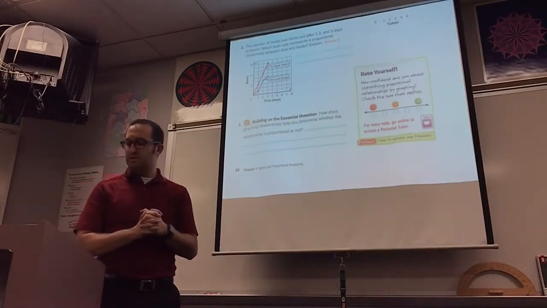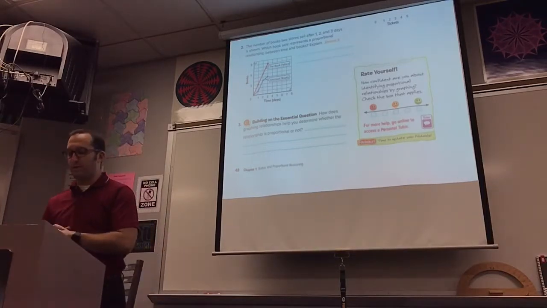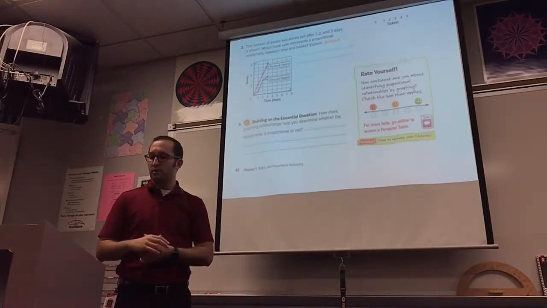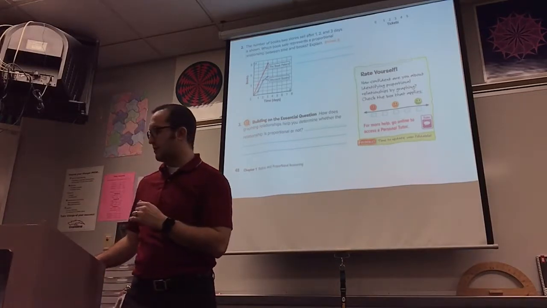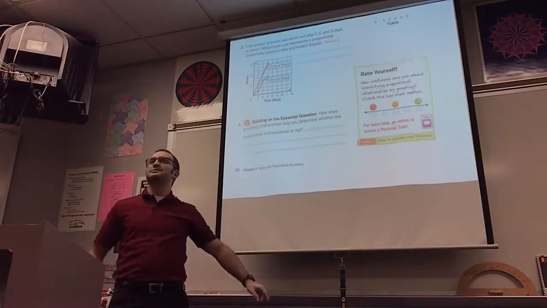All right. The number of books is shown after 3 days. Which sale represents a proportional relationship? Tell your partner which one represents a proportional relationship. The Book Palace or Discount Books. Ready, set, tell them right now. Go. And now tell them why. Go.